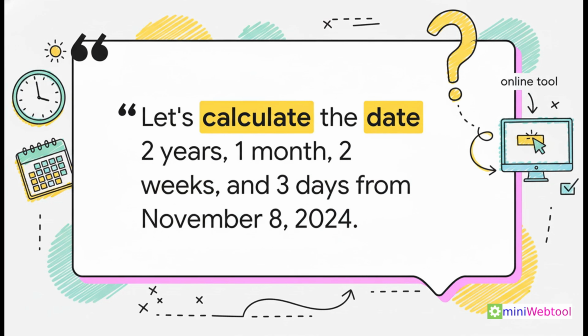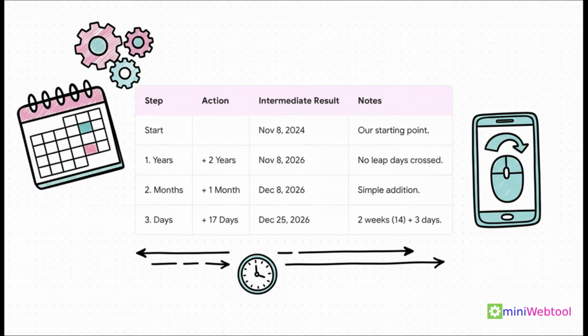Let's try a tricky example together so you can see how this works in the real world. We're going to find the exact date that is 2 years, 1 month, 2 weeks, and 3 days from our starting point, November 8th, 2024. Okay, let's walk through this, step by step. First up, the years. Starting with November 8th, 2024, we add 2 years. Easy. That brings us to November 8th, 2026.